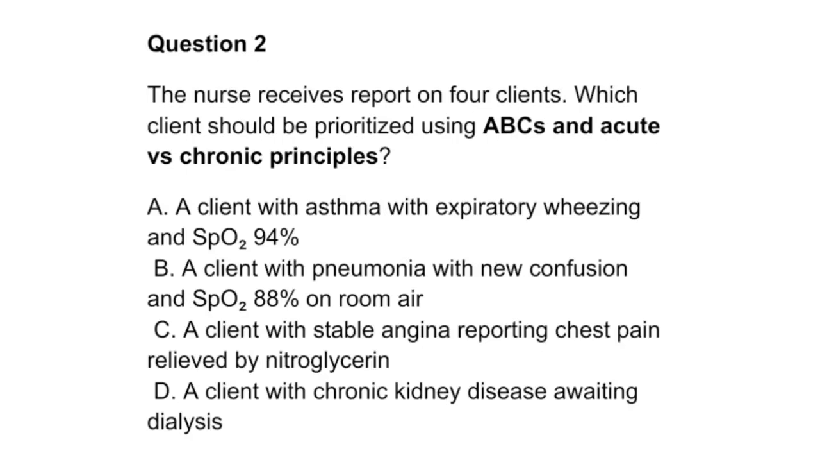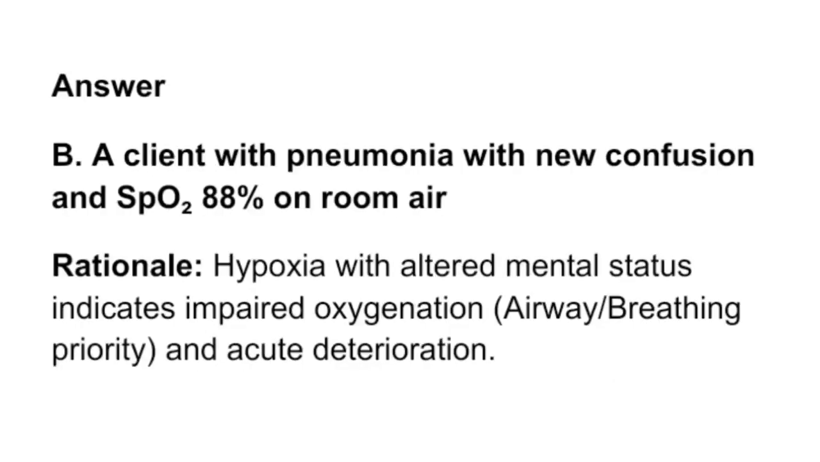C, a client with stable angina reporting chest pain relieved by nitroglycerin. D, a client with chronic kidney disease awaiting dialysis. Answer: B, a client with pneumonia with new confusion and SpO2 88% on room air. Rationale: hypoxia with altered mental status indicates impaired oxygenation, airway and breathing priority, and acute deterioration.